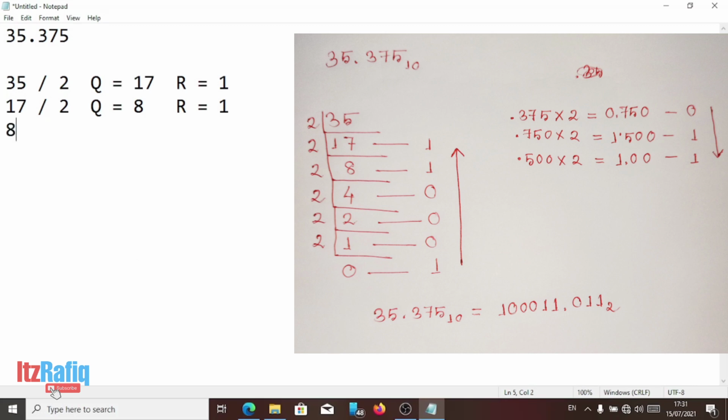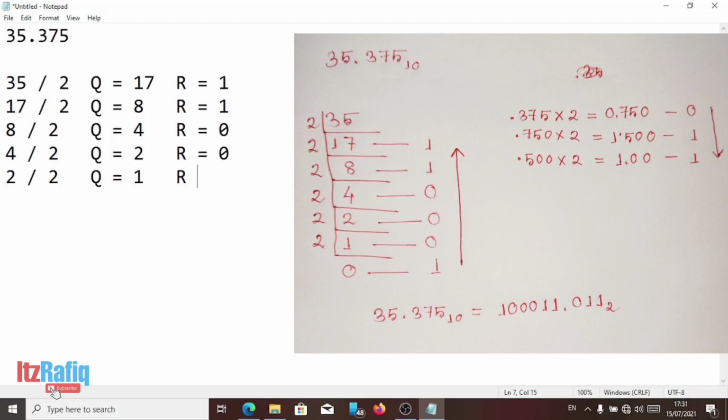Again we have 8. 8 divided by 2, quotient will be 4, remainder will be 0. Again 4 divided by 2, quotient is 2, remainder is 0. Again 2 divided by 2, quotient is 1, remainder is 0. And again 1 divided by 2, there will be no quotient, it will be 0, and remainder is 1.